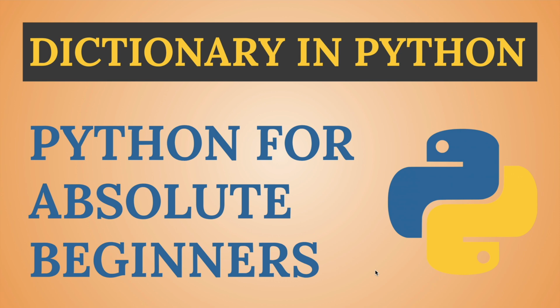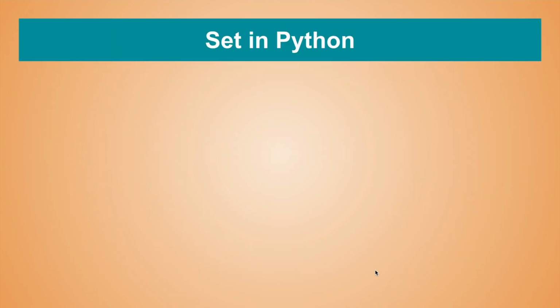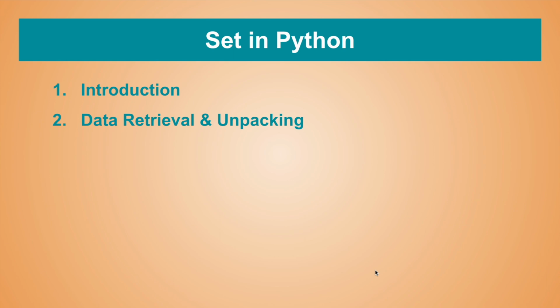Today we will look into the dictionary data type in Python. So like other non-primitive data types, we will initially go through the introduction, then data retrieval and data unpacking. And after that we will go through the data manipulation. Then we will try to join two dictionaries.